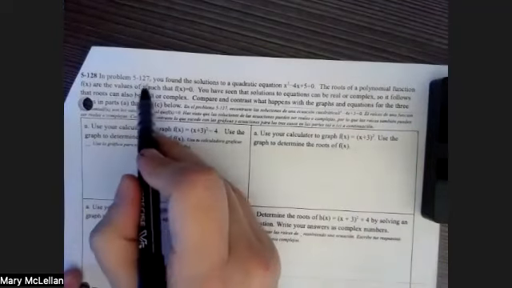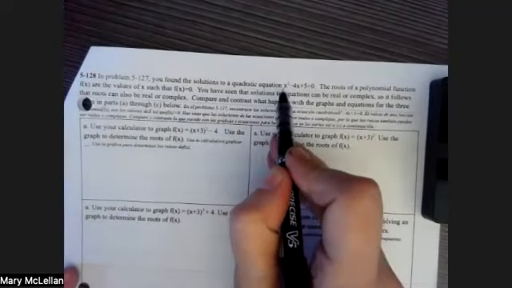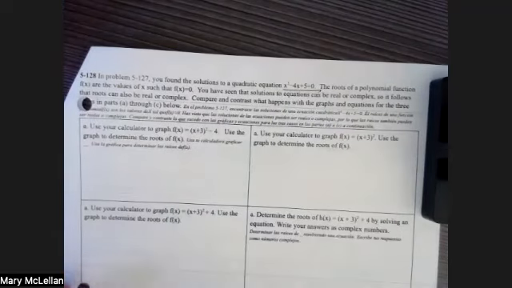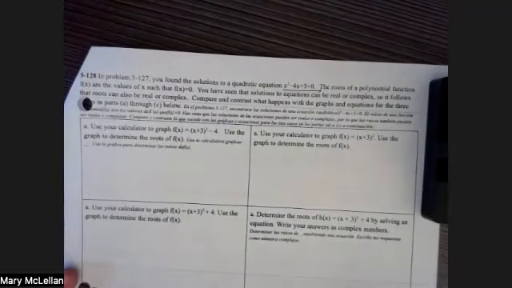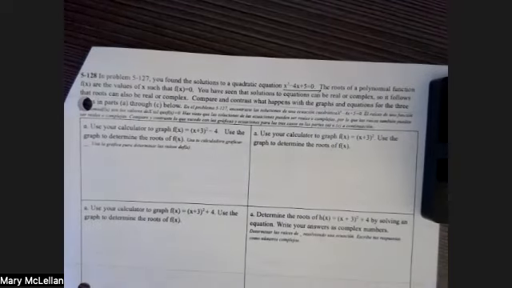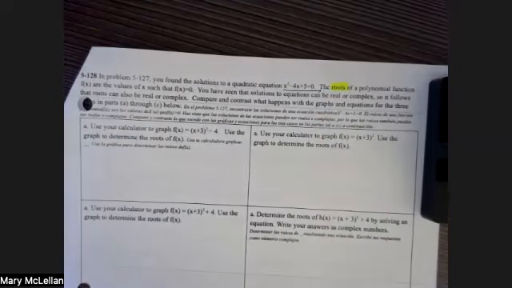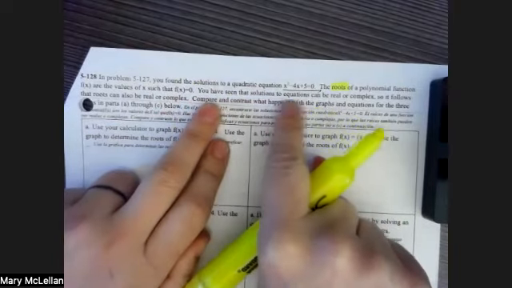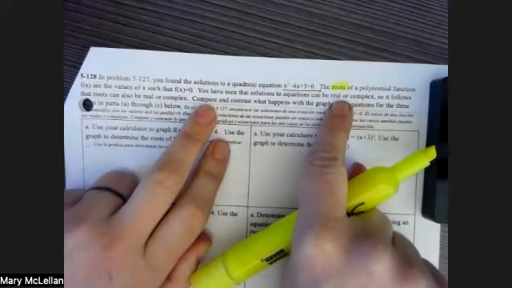This is 5-128. In problem 5-127, we found the solutions to a quadratic equation, x squared minus 4x plus 5. We have new vocabulary. The roots of a polynomial function f of x are the values x such that f of x equals 0. We have seen that the solutions to equations can be real or complex.